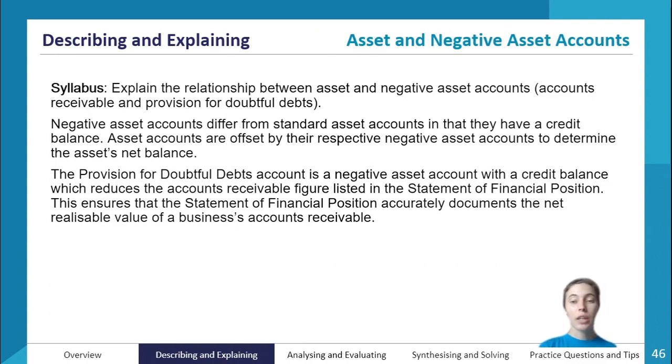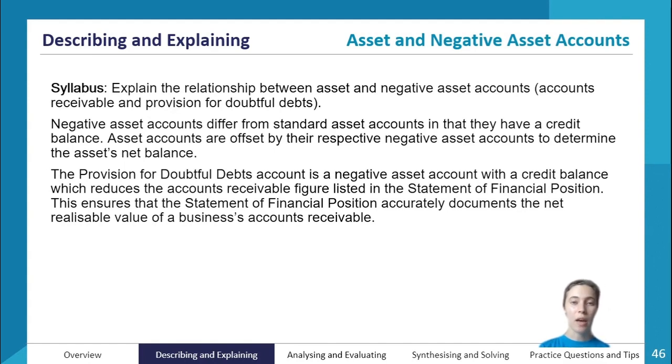So I mentioned earlier that we would be looking at asset and negative asset accounts. So that's what we're up to now. Now, the syllabus asks that you need to be able to explain the relationship between asset and negative asset accounts, specifically accounts receivable and provision for doubtful debts. So negative asset accounts differ from the standard asset accounts because they have a credit balance.